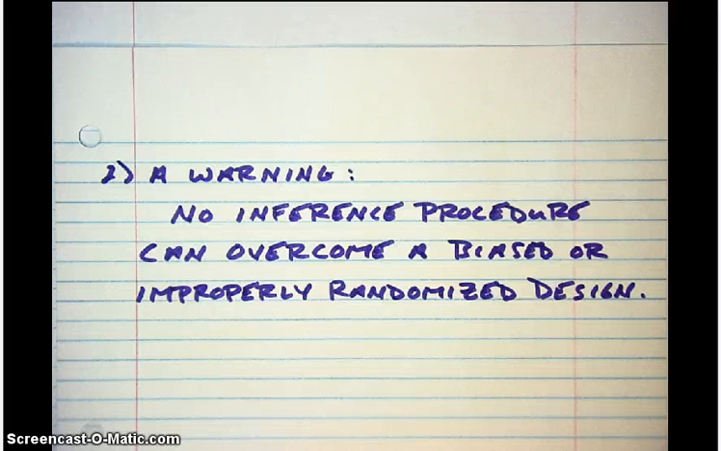Now, confidence intervals will always have margins of error, but that margin of error only accounts for sampling variability. When you take different samples, you get different values for your statistics, and that margin of error accounts for that, but in no way accounts for or compensates for any bias or any improperly randomized design. So always be careful about where your data come from.